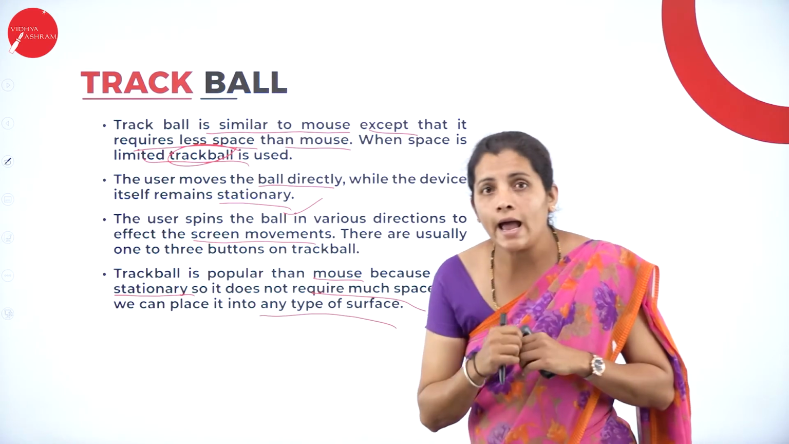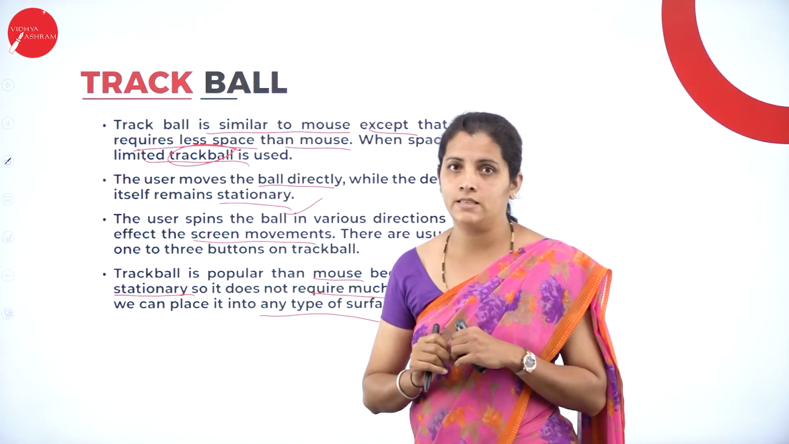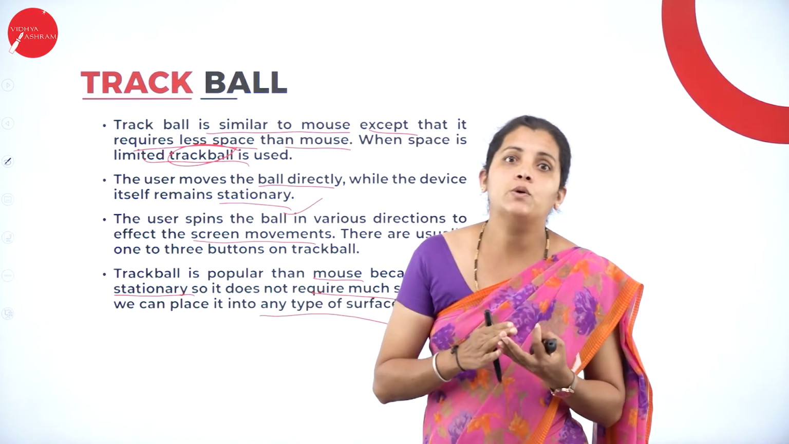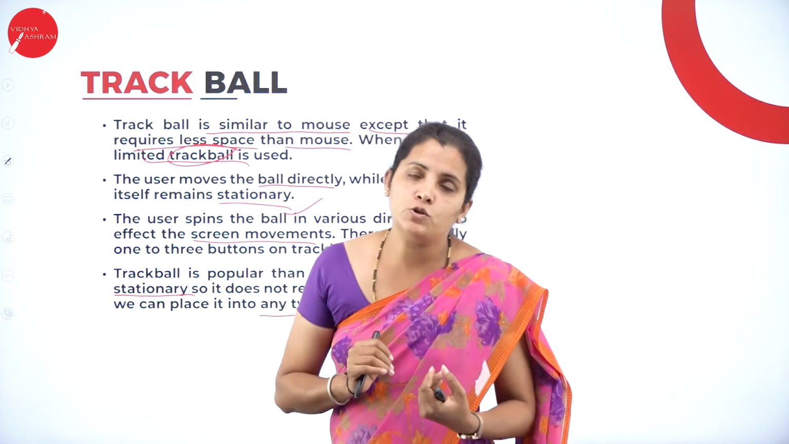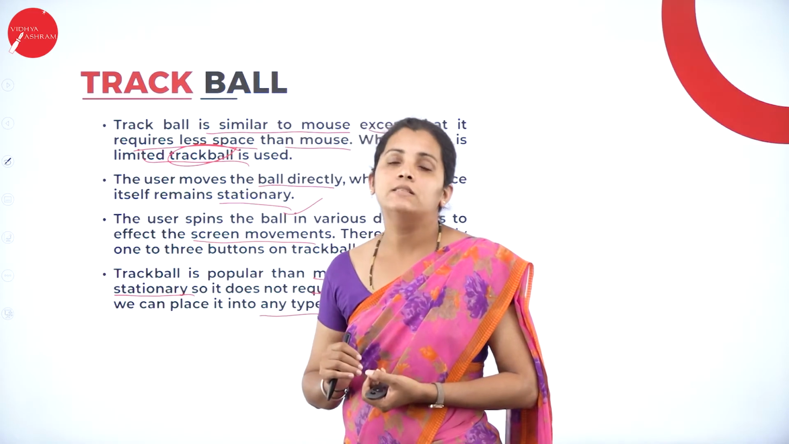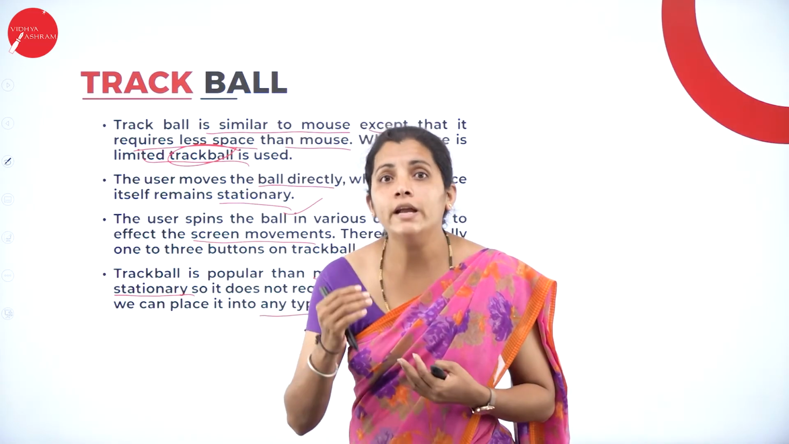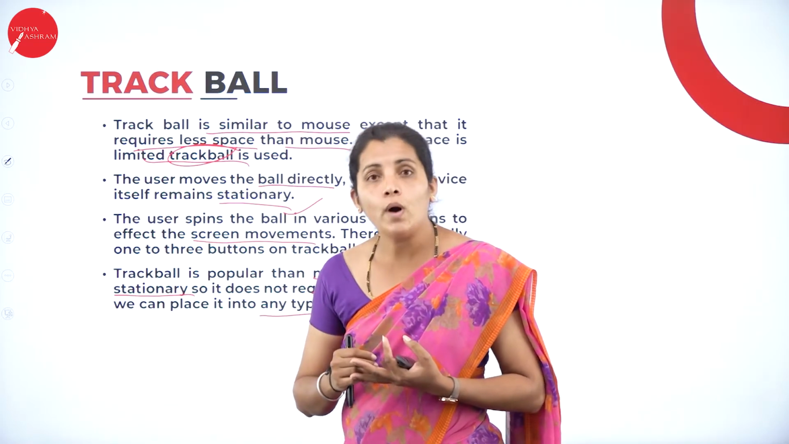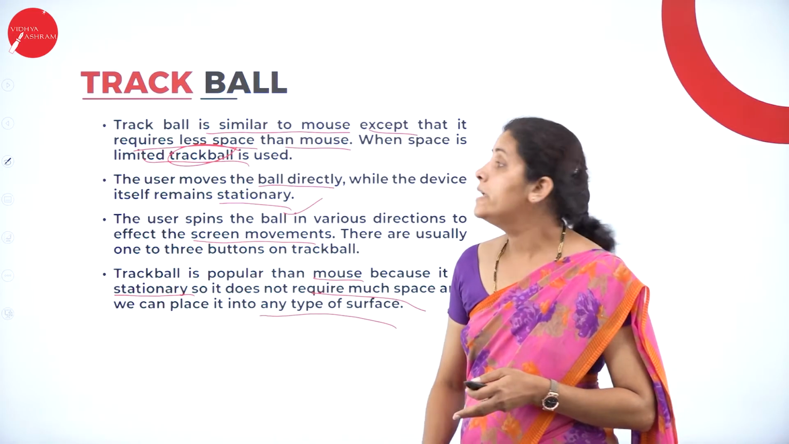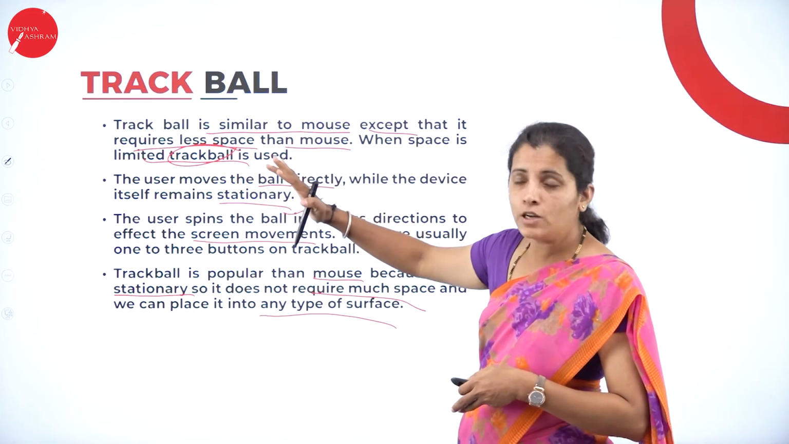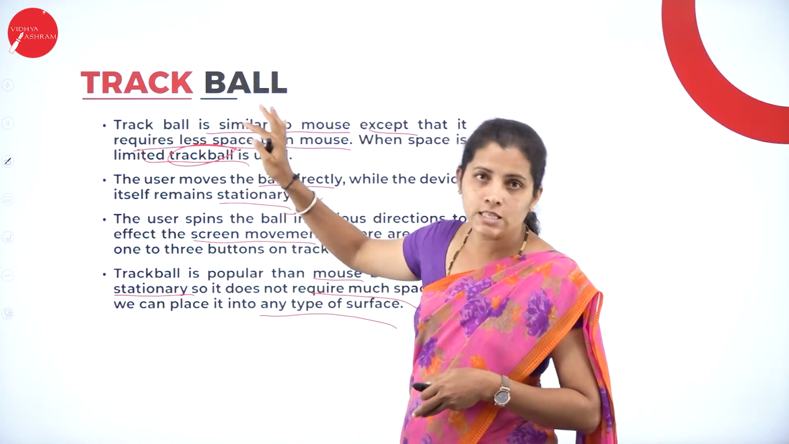Whereas a mouse we cannot place in any place. For that we require a mouse pad. Above the mouse pad, you can place the mouse. In mouse also, we get a variety of mouse, that is wired mouse and wireless mouse. So trackball is similar to mouse except it requires less space.